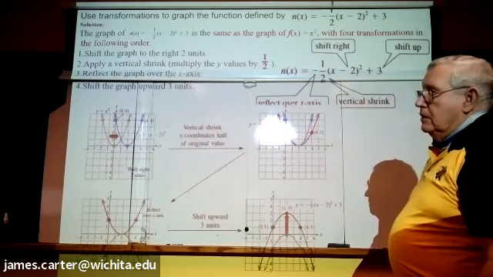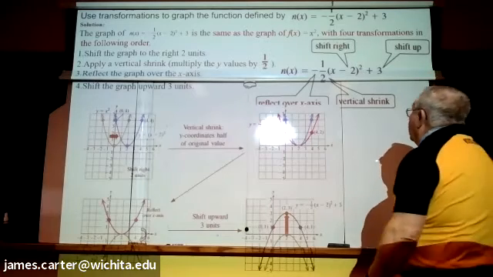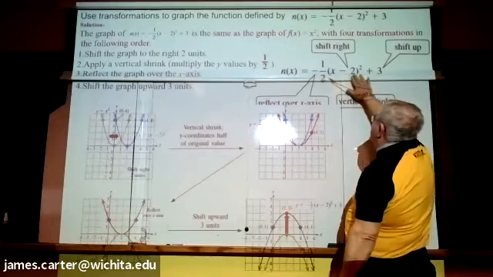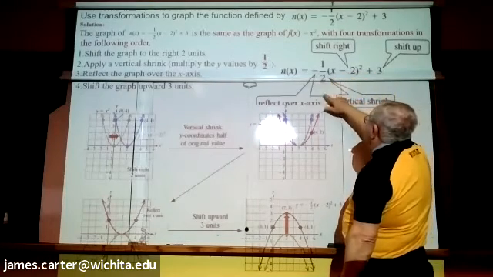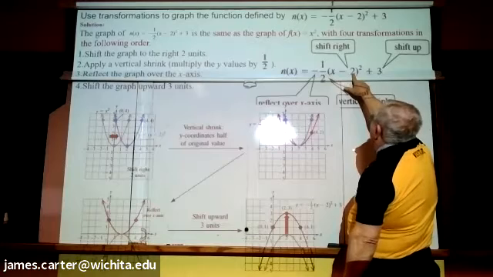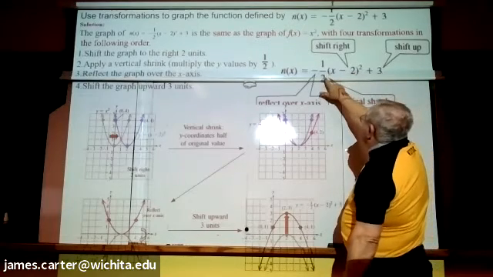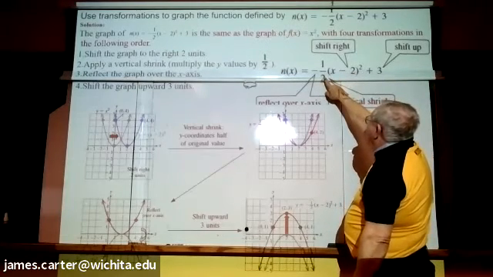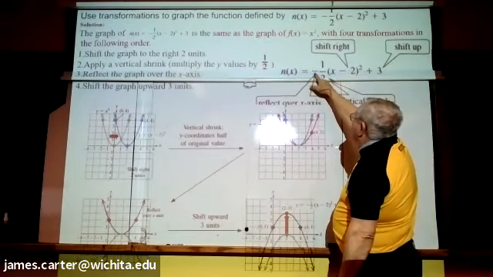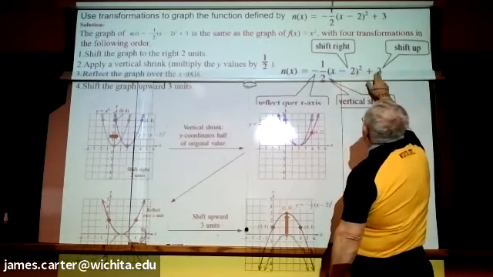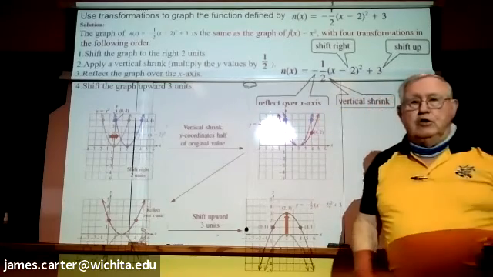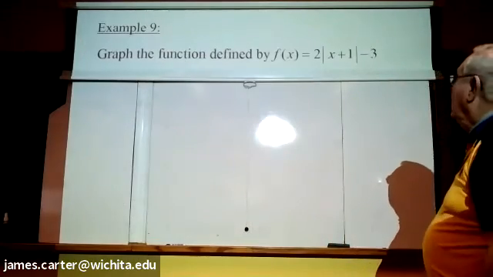Now, the test problem might require you to just answer like this. For example, if you've got this, what do each of these modifiers do? Well, this one moves it 2 to the right. This one moves it 1/2 as tall, or a vertical shrink. This one will flip it across the x-axis, and that one will shift it up 3 units. Your question could be in that format.